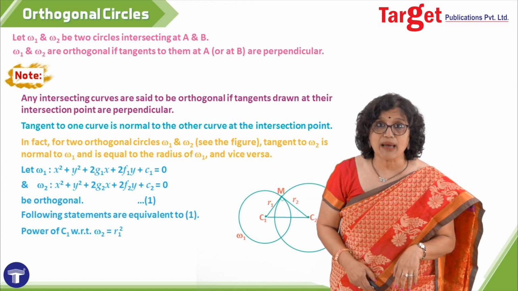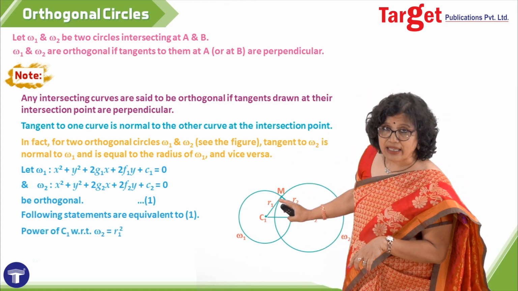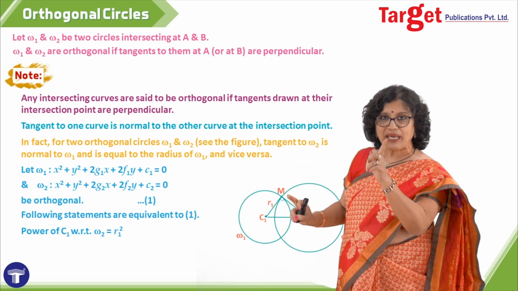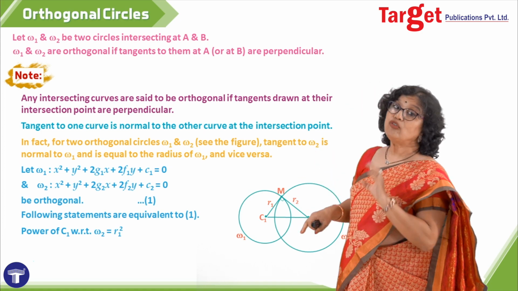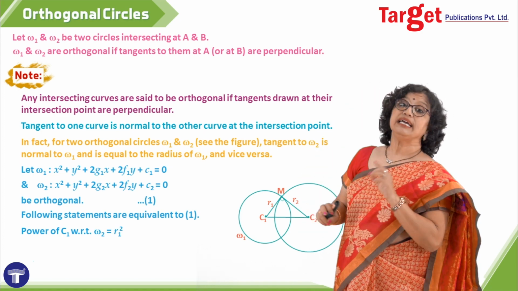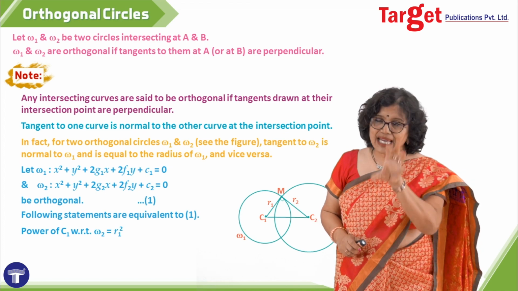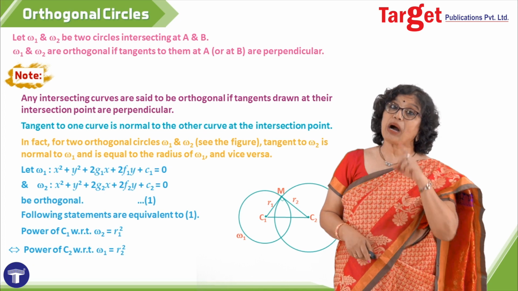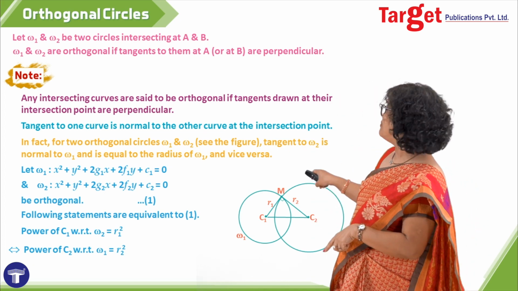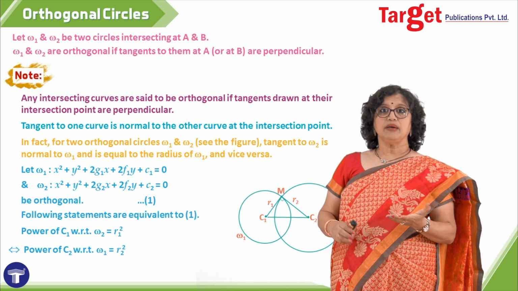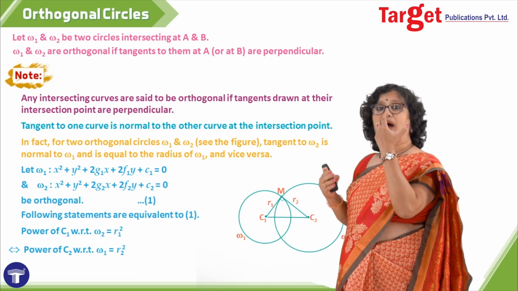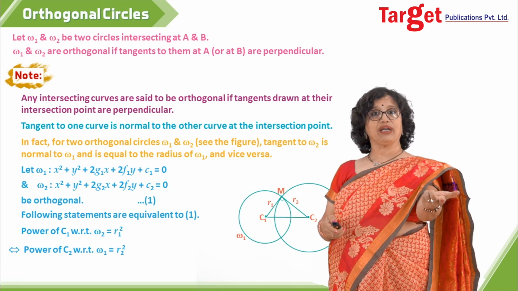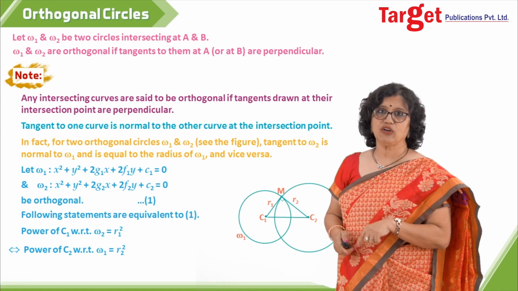So if I say, for example, power of C1 with respect to omega 2 circle is R1 square. I repeat, I am saying power of C1 with respect to omega 2, meaning the second circle, is R1 square. Now saying this is as good as saying two circles are orthogonal. Similarly, power of C2 with respect to omega 1 circle is R2 square, or actually saying power of C1 with respect to omega 2 is the same as power of C2 with respect to omega 1. These two statements are also equivalent to one another.